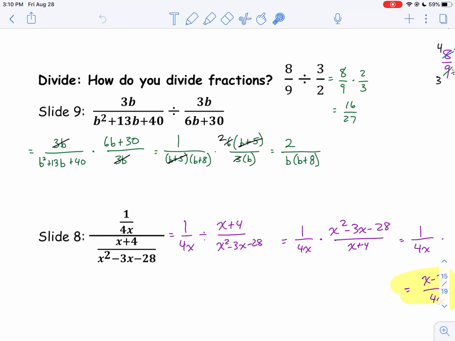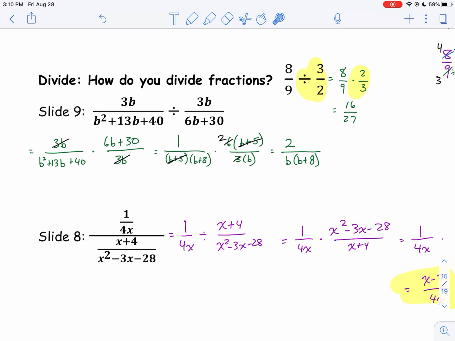We just flip the second fraction from 3/2 to 2/3, and then we multiply. We've already talked about how to multiply. We just multiply straight across. We get 8 times 2 is 16, 9 times 3 is 27.